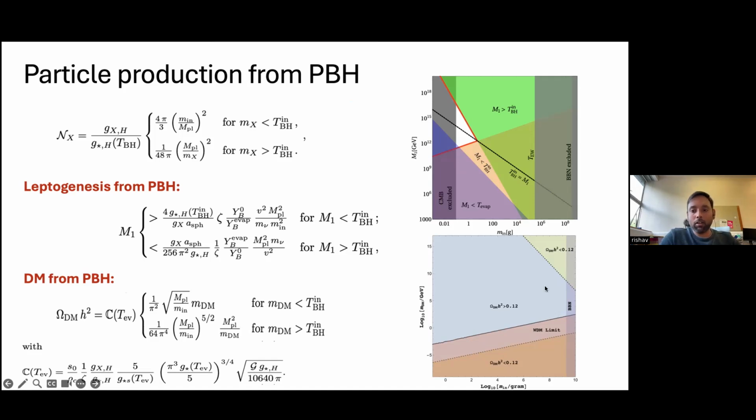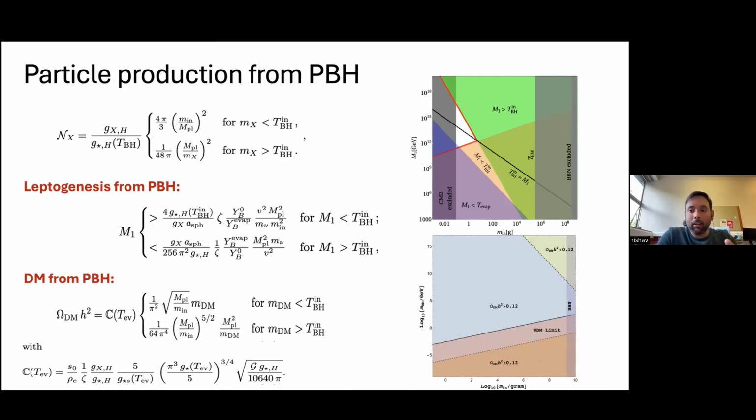And this is what the parameter space looks like for the dark matter. On the y-axis, we have the mass of the dark matter, and on the x-axis, we have the mass of the PBH. What we see is that only the correct relic abundance can be obtained on this black dashed line. And we find that the allowed region of parameter space is also very restrictive.